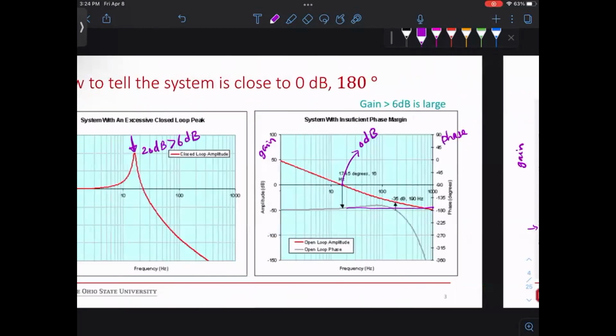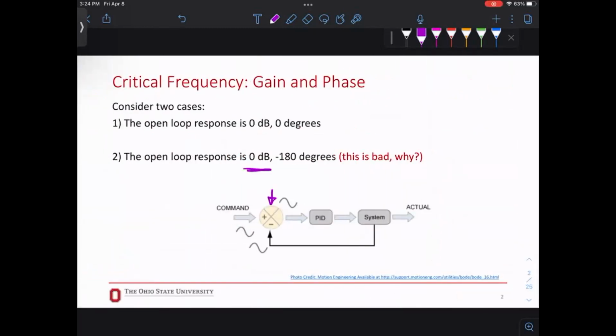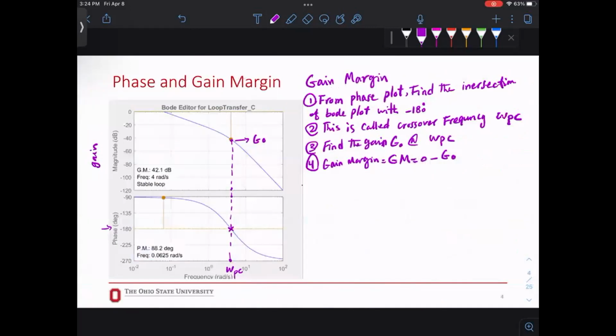At 0 dB, we didn't want to be at negative 180. So now we found the 180. We also want to find where the 0 is, and we want to know how much we have until we get to that. So this becomes the GM. This is 0 minus negative G, the amount you have until you get to 0. So this is the margin you have.